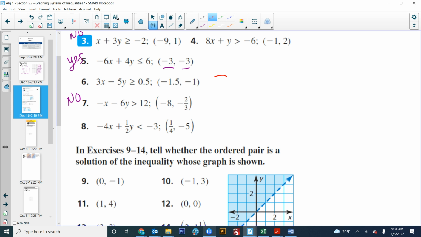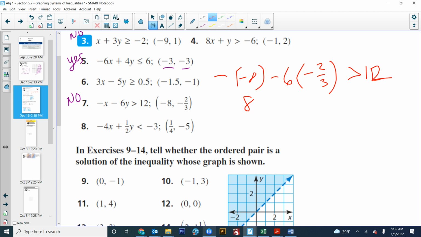Okay, so opposite negative 8. Minus 6 times -2 is greater than 12. All right, what's the opposite of -8? Positive 8. Or you can think of it as -1 times -8.